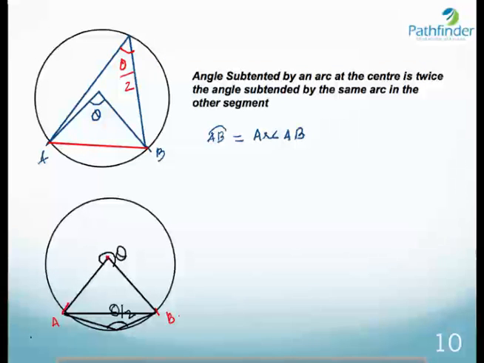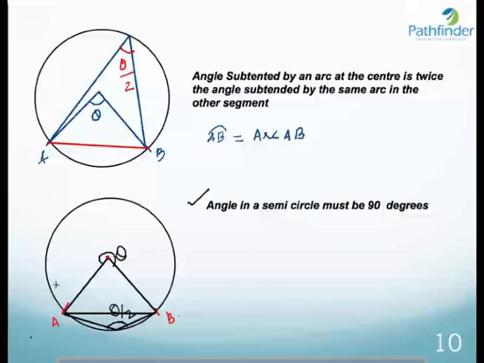A direct outcome of this property is the property that angle in a semicircle must be 90 degrees. Now, what do we mean by angle in a semicircle? Suppose we draw a diameter, say XY is a diameter. Now this diameter, what is the angle made by this diameter at the center? It is 180 degrees. So diameter must make 180 degrees at the center.